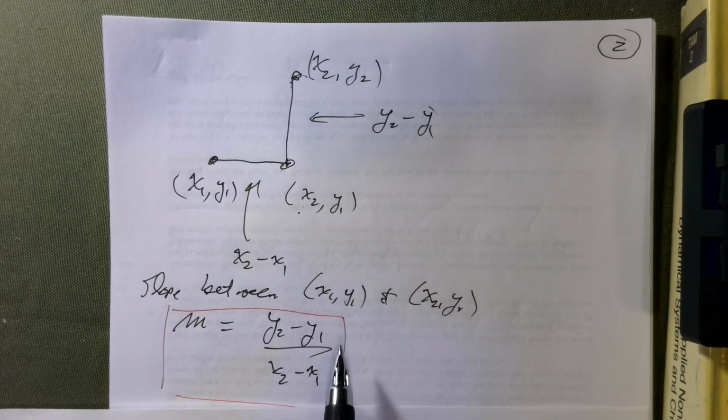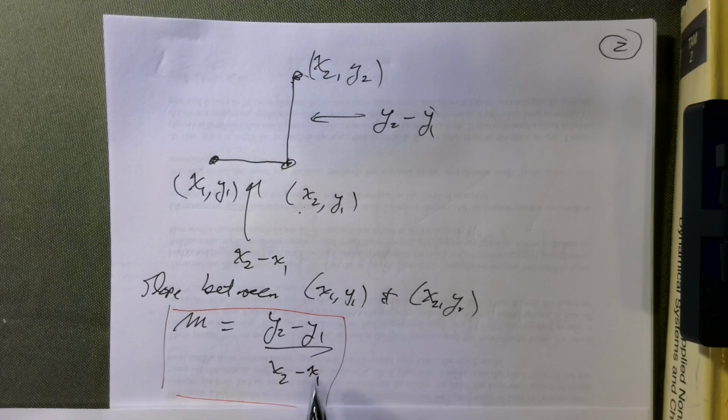We just take the what? The change in the elevation divided by the change in the horizontal. Rise over run. You've probably heard that a few times.